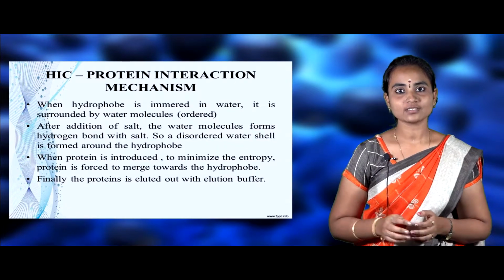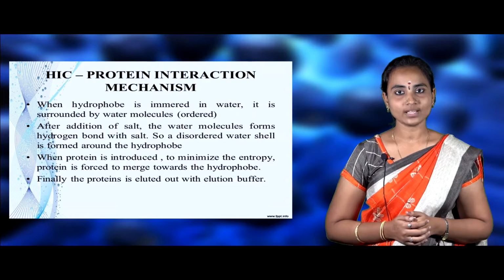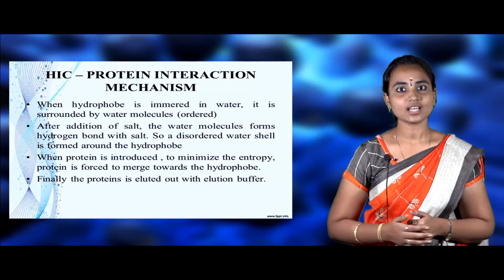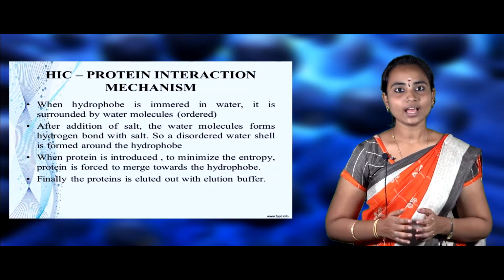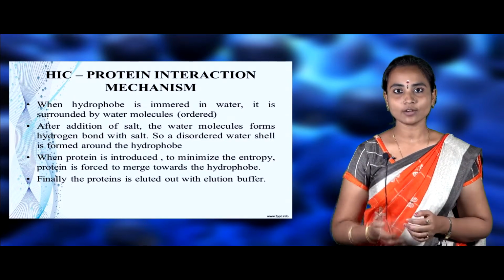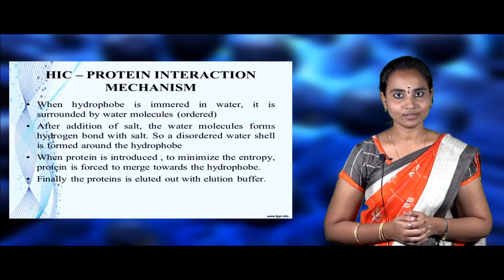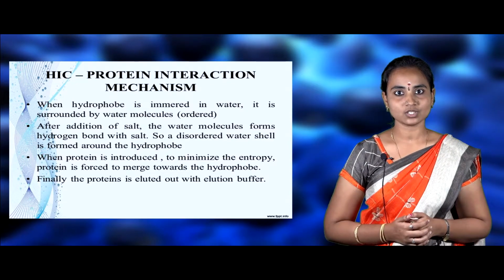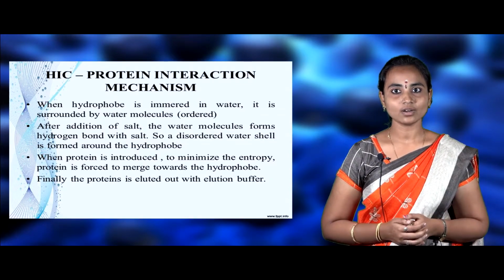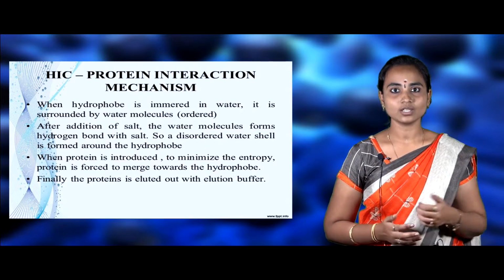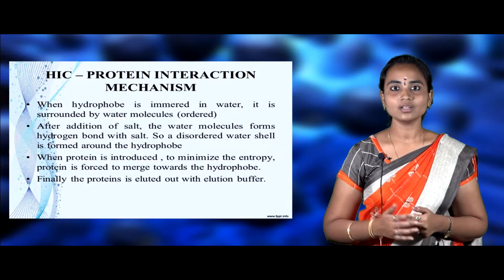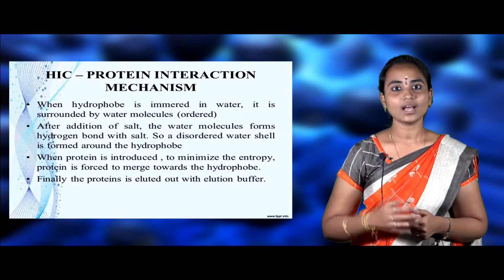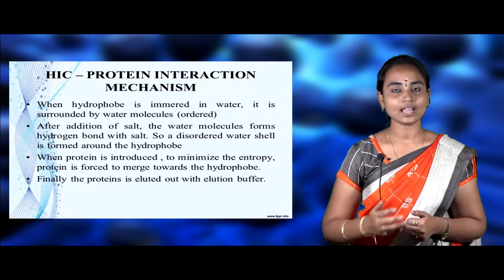In this chromatography, the protein complex mainly interacts with the various hydrophobic groups, so this involves a certain protein interaction mechanism. When a hydrophobe is immersed in water, it is surrounded by water molecules in an ordered form. After addition of salt to this mixture, the water molecules form hydrogen bonds with the salt. This forms a disordered water shell around the hydrophobe. Whenever the protein is introduced, to minimize the entropy, the protein is forced to merge towards the hydrophobe, and finally it can be precipitated and eluted easily.